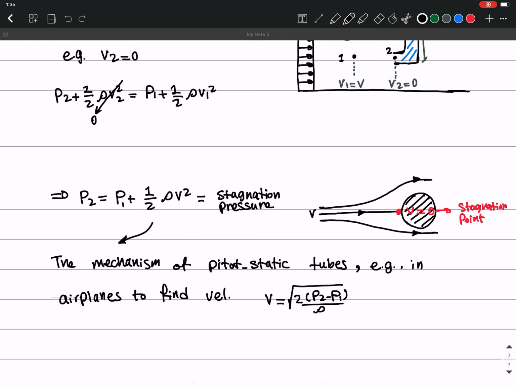Okay, so now after this, I'm going to solve another example of a stagnation point, and after that, we're going to talk about free jets, confined flows, and solve more examples of the Bernoulli equation in engineering problems.